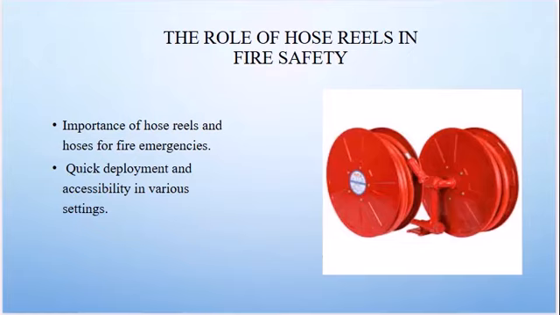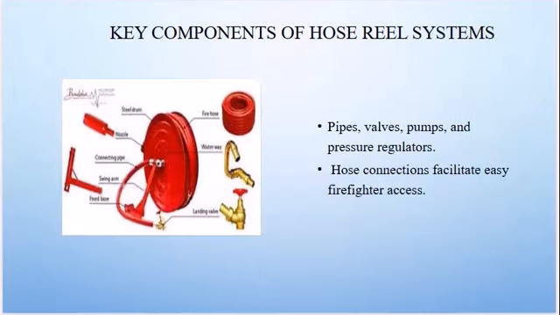Regular maintenance ensures that hose reels are operational when needed. Training personnel on hose reel usage enhances overall emergency preparedness. Key components of hose reel systems. The key components of hose reel systems include pipes, valves, pumps, and pressure regulators. Hose connections must facilitate easy access for firefighters during emergencies.